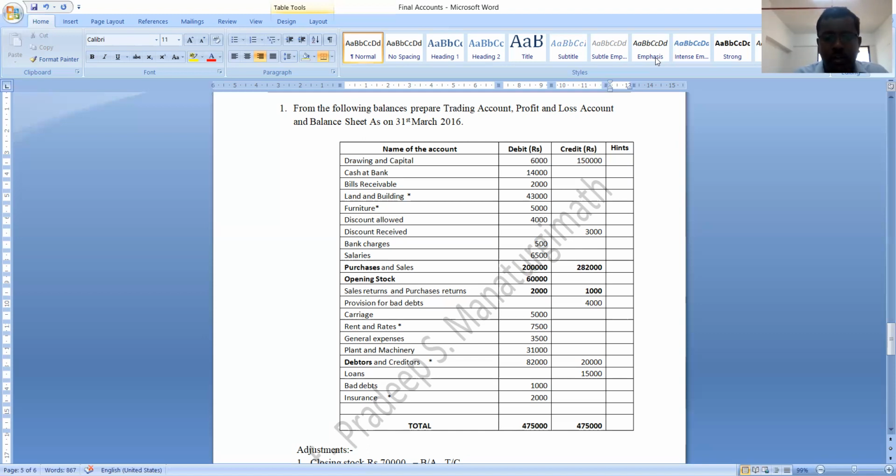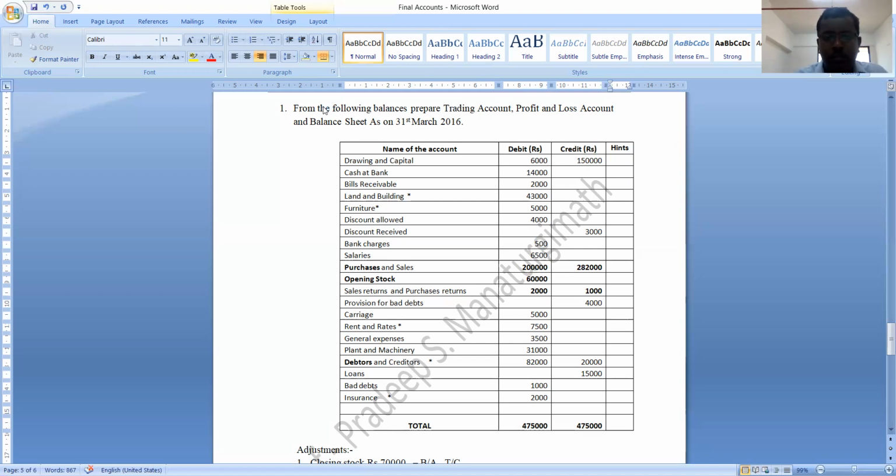In the trading account, we need to record all direct expenses and income. In the profit and loss account, we need to record all revenue expenses and income, that is, indirect expenses and income. And in the balance sheet, we are going to record all the assets and liabilities, right? So now the first task is, yes, let's read the question.